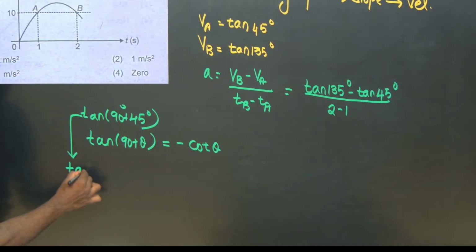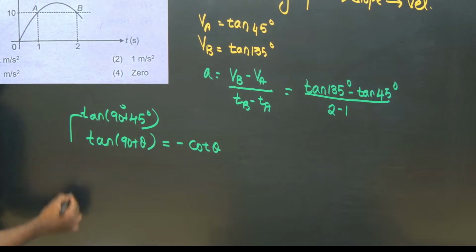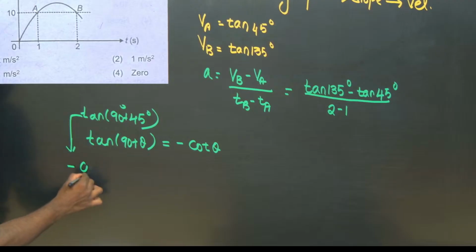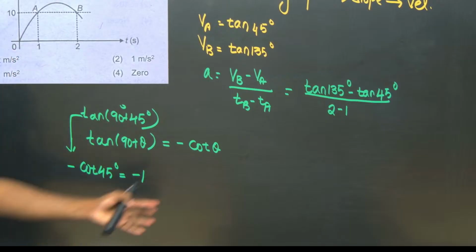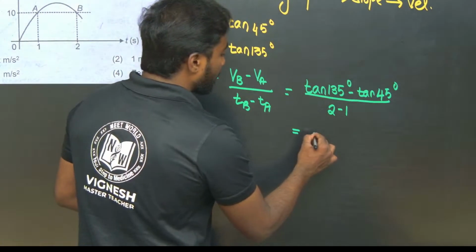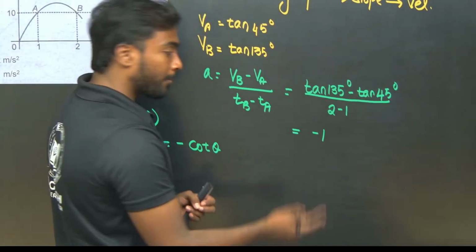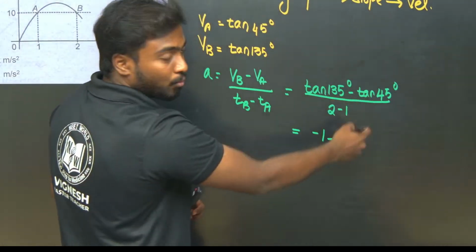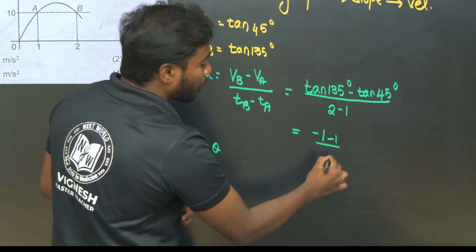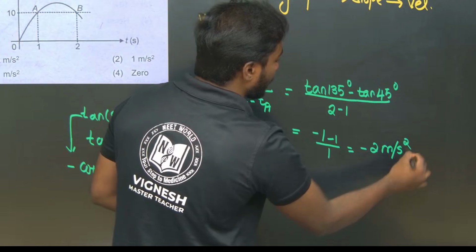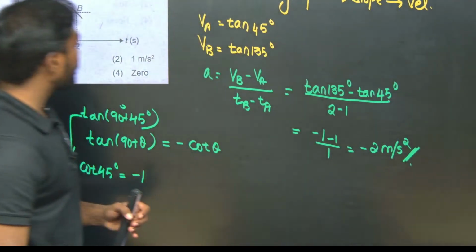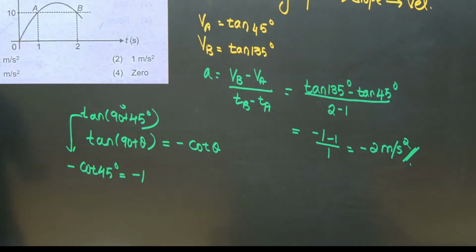So tan 135 degrees is minus cot 45 degrees, which is minus 1. Substituting the values, it is minus 1 minus tan 45, which is 1, so minus 2, divided by 2 minus 1, which is 1. So the answer is minus 2 meter per second square. This is the answer for the given question, option A.